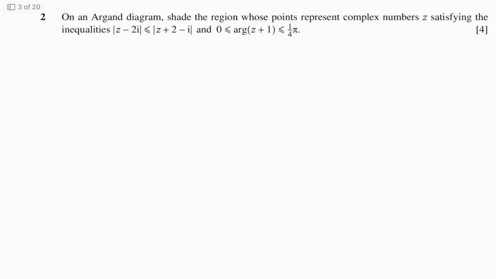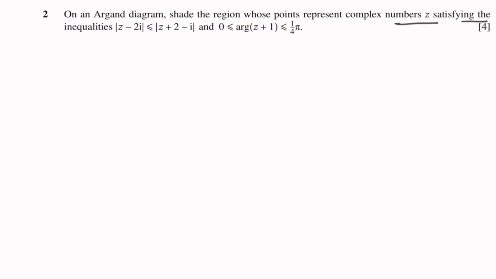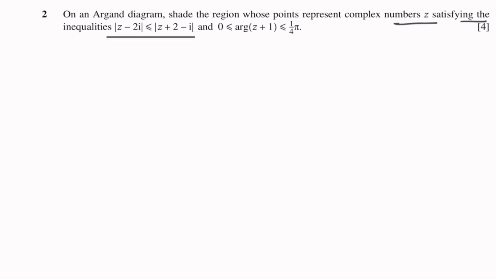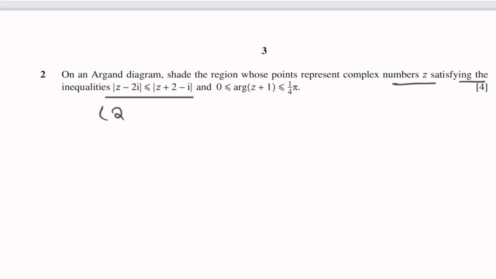On an Argand diagram, shade the region whose points represent the complex numbers z satisfying the inequalities. Here we've got complex numbers, but make sure to identify that they're 2i, 2 plus i, and negative 2 plus i. Here we also have negative 1, and the argument of z minus negative 1 is going to be between 0 and 1 over 4 pi.